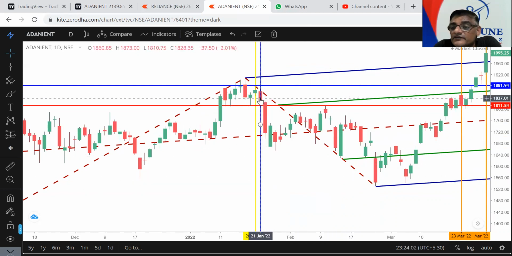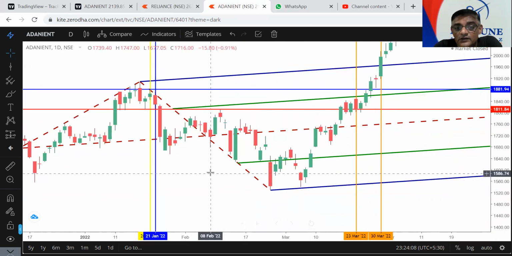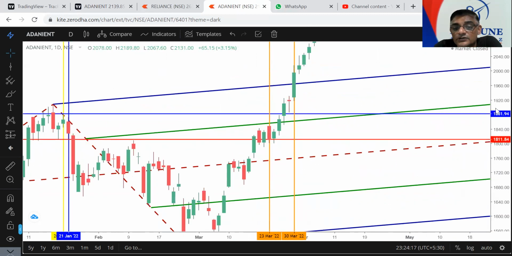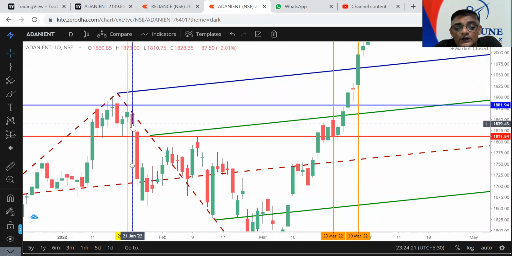That is the power of the date. Here it bottomed out, and again the next date came on 23rd March. The 23rd March low is more or less equal to the 21st January low. Hope you are able to see this.